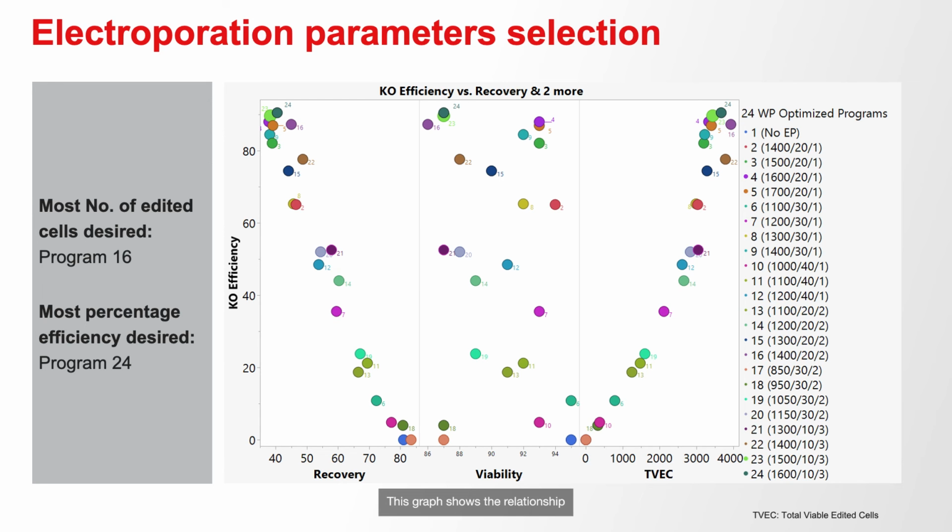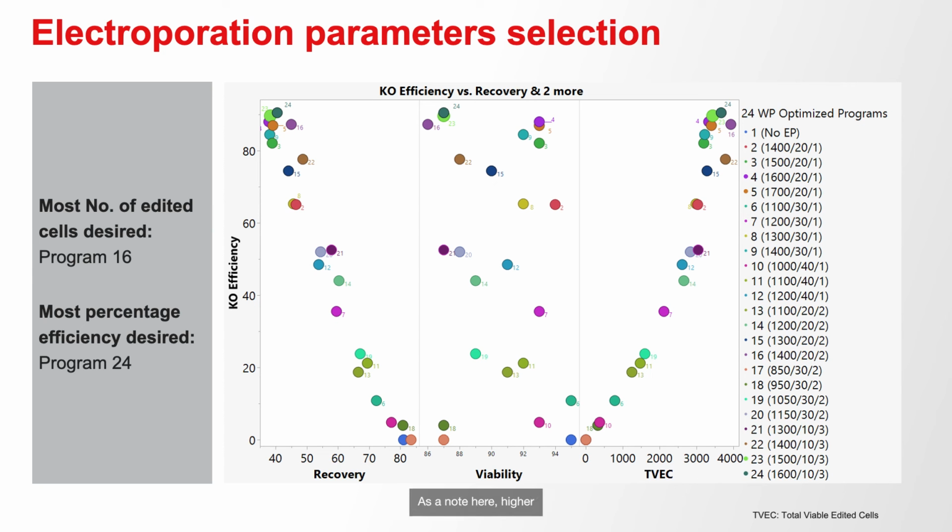This graph shows the relationship between electroporation knockout efficiencies versus cell recovery and total viable edited cells in hematopoietic stem cells, or HSCs. As you can see, with higher knockout efficiency, cell viability and recovery decrease. So one can choose between the different programs that result in either a higher percent of transfected cells or a higher total number of edited cells, depending on your application and your needs.